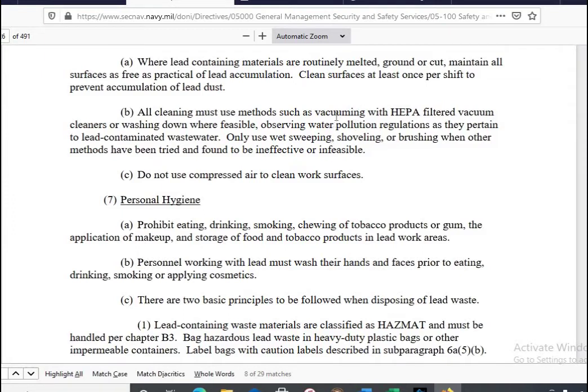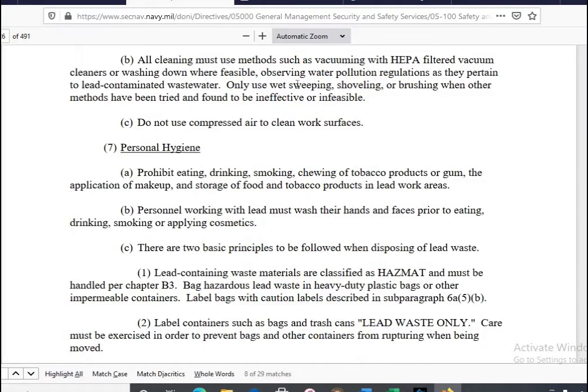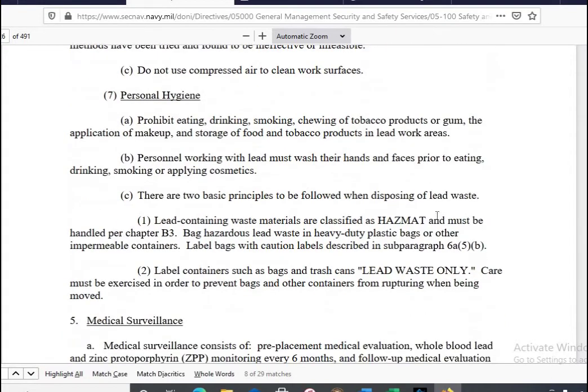Clean your surfaces once per shift. Only use wet sweeping, shoveling, or brushing when other methods have been found to be ineffective. My guess for that is I don't want to move the particles around. The goal is really to vacuum, so I'm not wiping it around. Don't use compressed air to clean work surfaces because I'm not trying to turn it into airborne particles.